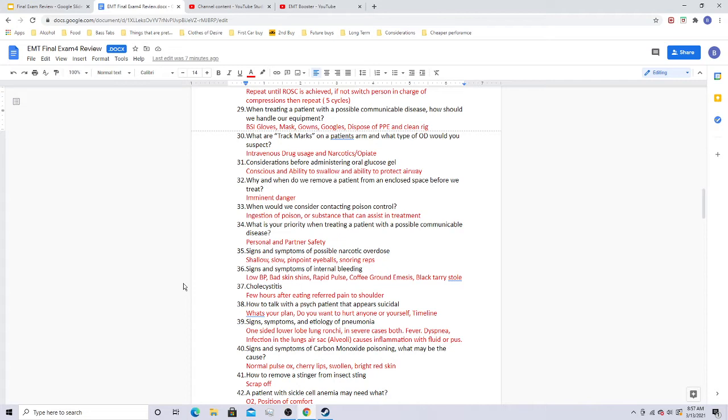Next up, what is the priority when treating a patient with a communicable disease? Personal and partner safety. Signs and symptoms of possible narcotic overdose: shallow, slow respirations, pinpoint eyeballs, and snoring respirations. So obviously with this, you'll be treating with naloxone. Naloxone is generally going to be 4 milligrams over 0.1 milliliters. You're going to pump that into at least one nostril so that they can get that life-saving Narcan into their body.